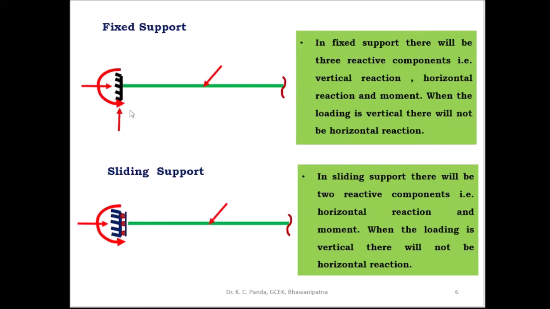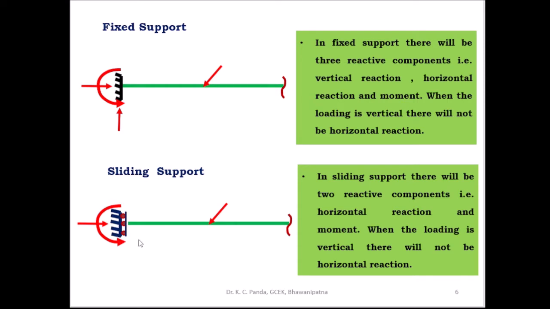This is the fixed support. In fixed support, there will be three reactive components: one vertical, one horizontal, and one moment, when the load is acting in the inclined direction. If the load is acting in the vertical direction, there is no horizontal reaction, only the vertical reaction and the moment are acting. Two reaction components.